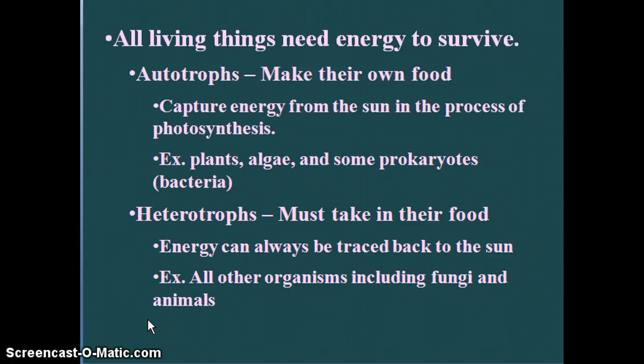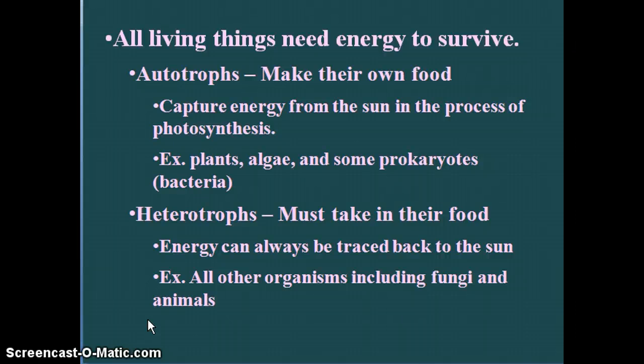If we look at the second slide, it says all living things need energy to survive. All living, bio, energy, energetics. So the different living things are broken into autotrophs and heterotrophs. If we look at the word autotroph, we see the prefix auto, and I think of auto like automatically make their own food. So autotrophs make their own food. Examples are plants, algae, and some prokaryotes like bacteria.